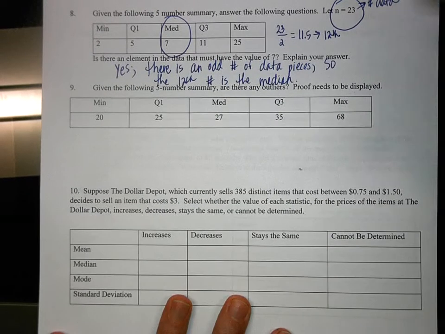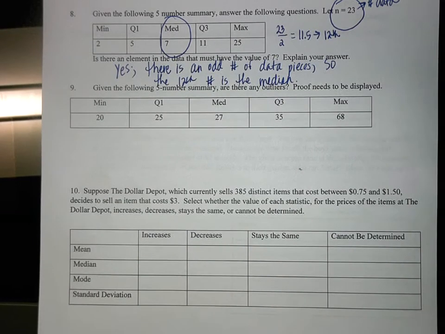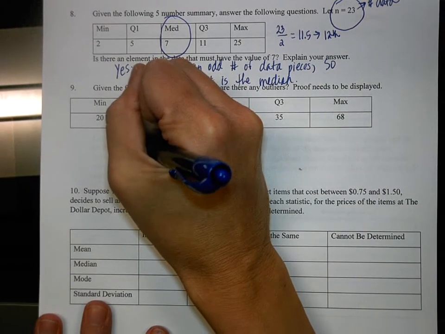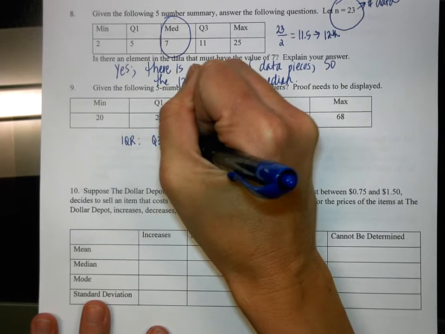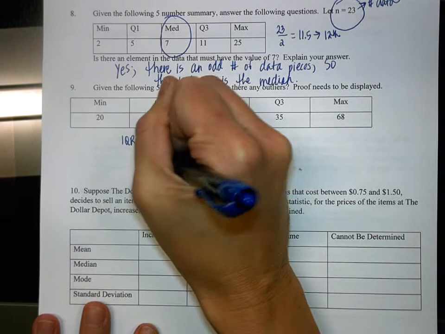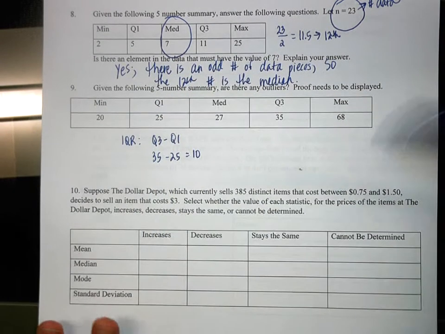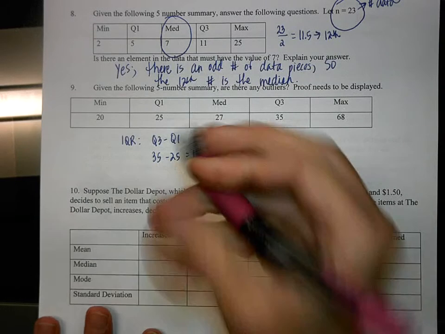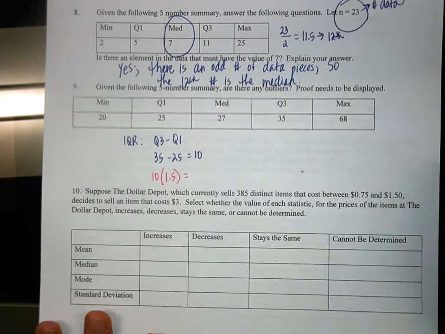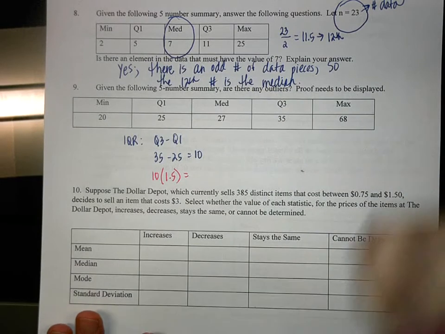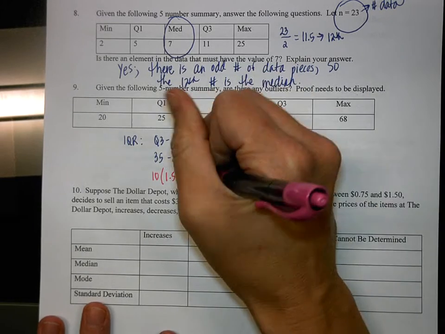Number 9, given the following 5-number summary, are there any outliers? So in order to find outliers, you have to start by finding your IQR, and your IQR is Q3 minus Q1. In this case, our Q3 is 35 minus 25, which is 10. Once you have the IQR, you take that number 10 and you multiply it by 1.5. You will multiply it always by 1.5. It's just one of the rules for finding outliers. And so we go 10 times 1.5, which equals 15.